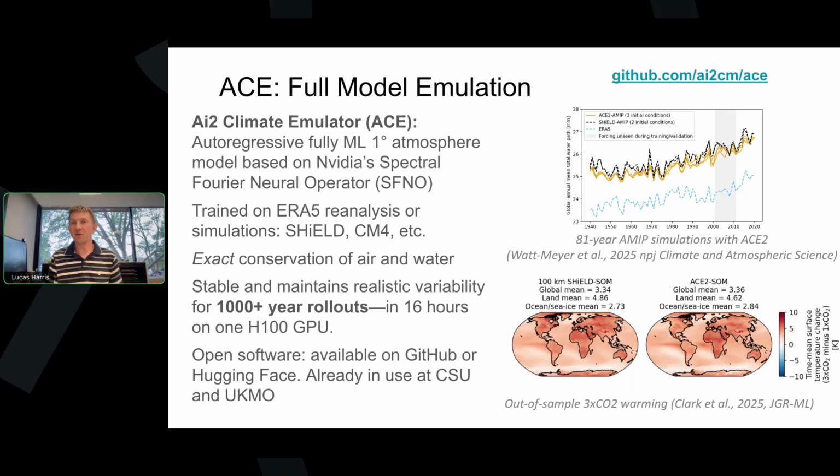There's been a number of things that were done in ACE to make sure it remained stable and gave a faithful climate, in particular that it exactly conserves air and water, something that a lot of AI models don't do out of the box. And this remains stable and maintains realistic climate variability and trends out for 1,000 plus year rollouts. And that's a really impressive achievement. And that 1,000 year rollout, most impressively, takes 16 hours on a single H100 GPU.